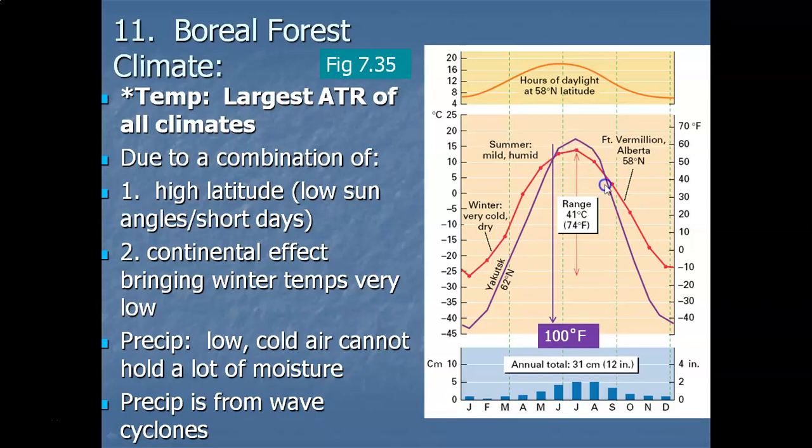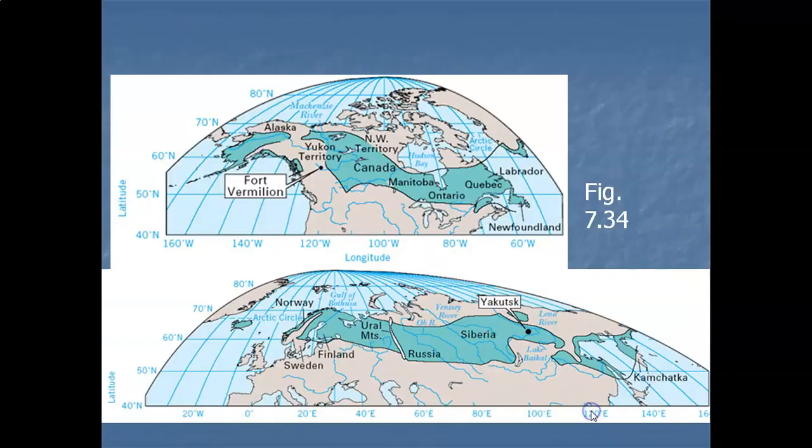And then once it gets a little bit warmer in summertime, warm air can hold more moisture. And that's when you're going to have the precipitation peak during the warmer summer months from these wave cyclones.